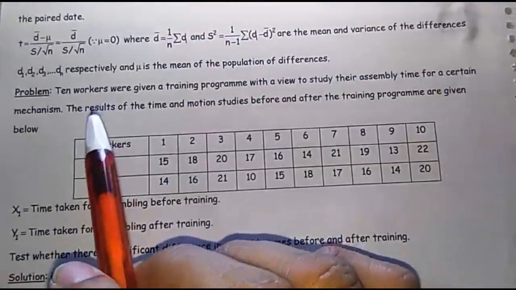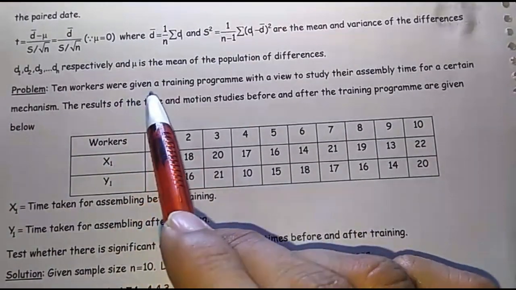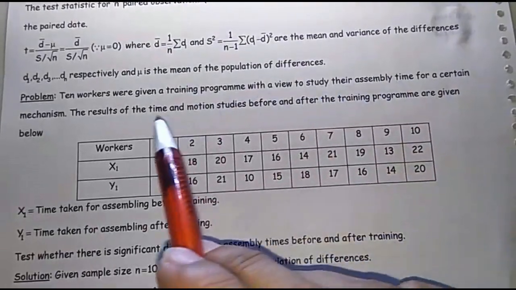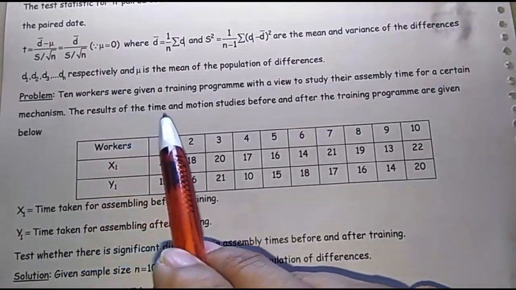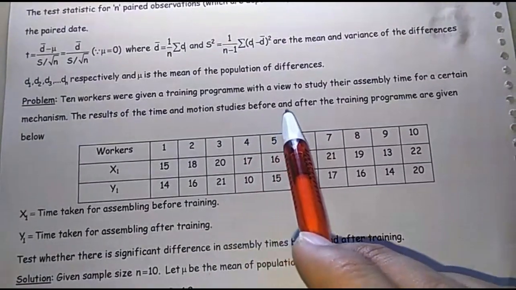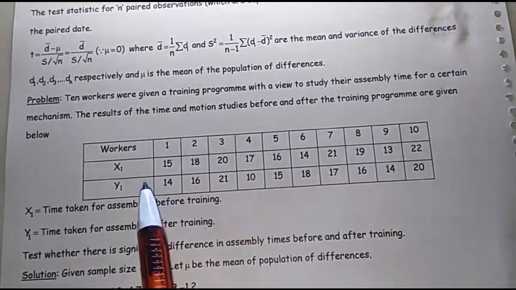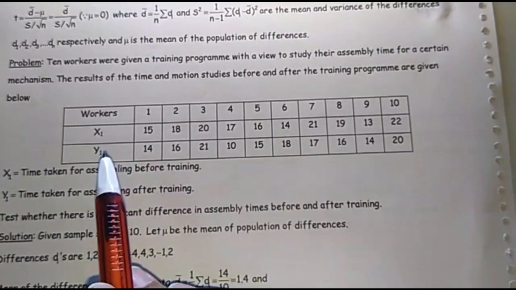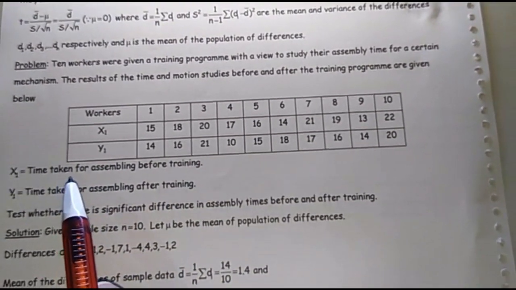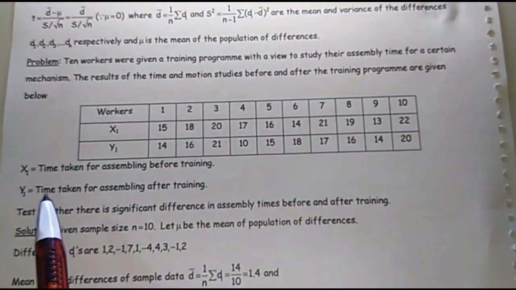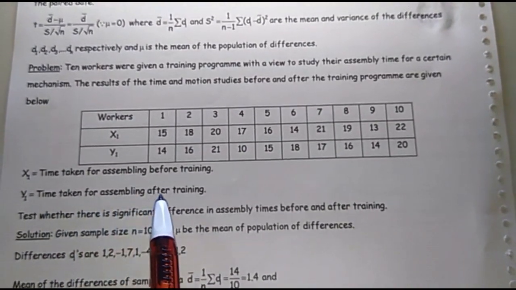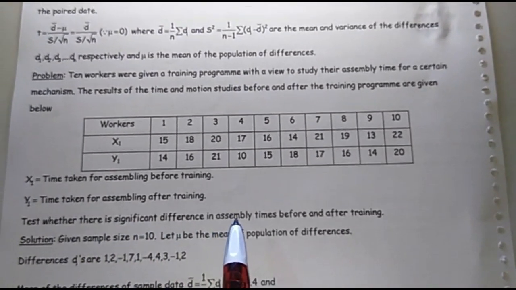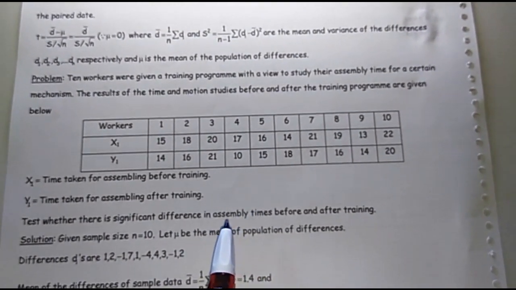Now take a problem. 10 workers were given a training program with a view to study their assembly time for a certain mechanism. The results of the time and motion studies before and after the training program are given below. Given workers 1 to 10, xi values, yi values, where xi is the time taken for assembling before training, yi is the time taken for assembling after training. Test whether there is any significant difference in assembly times before and after training.